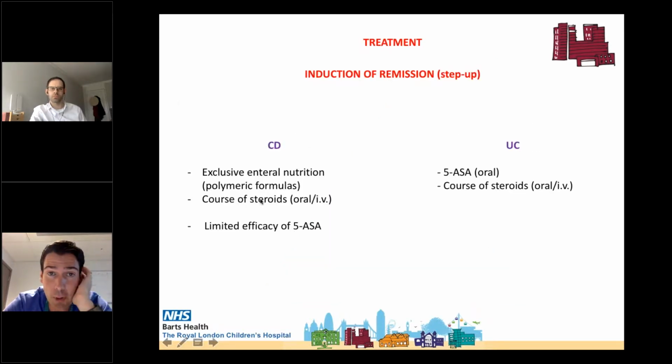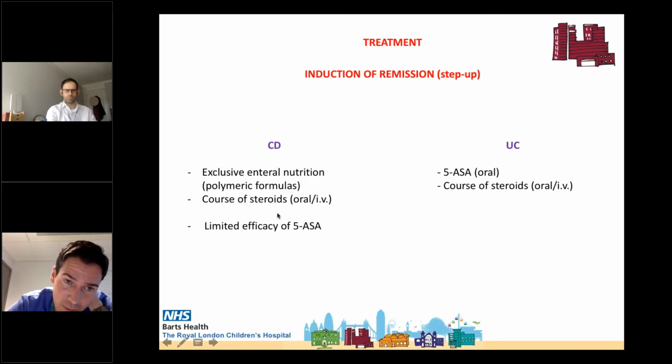So in summary, for induction of remission for Crohn's disease, you've got exclusive enteral nutrition. That's always our favorite option in pediatrics because it will give them less side effects compared to the steroids. The efficacy is good and it's very comparable to the steroids. And so only if you're desperate and cannot tolerate it, you will consider the steroids.